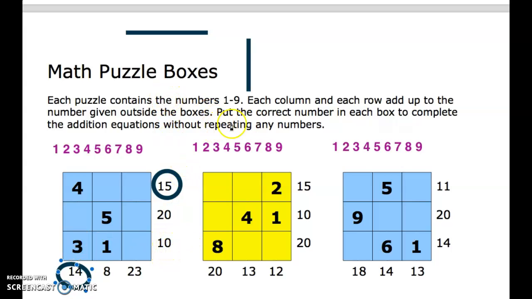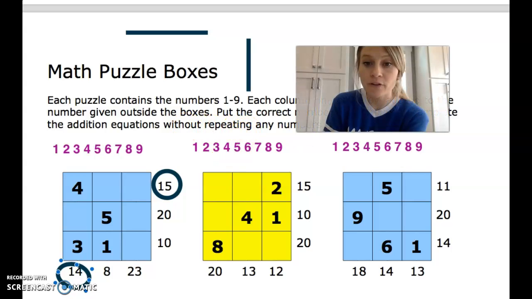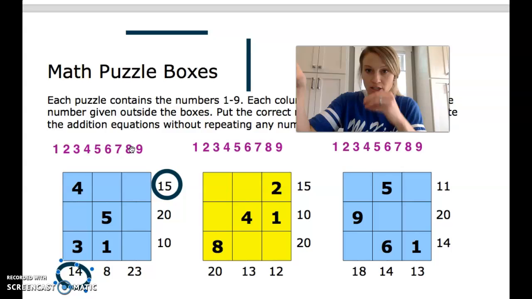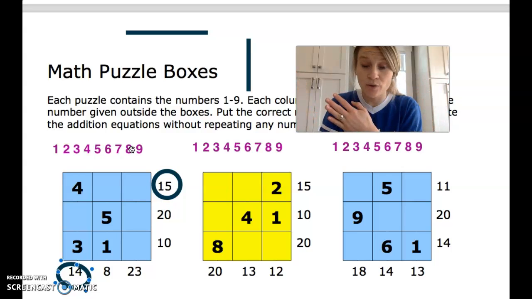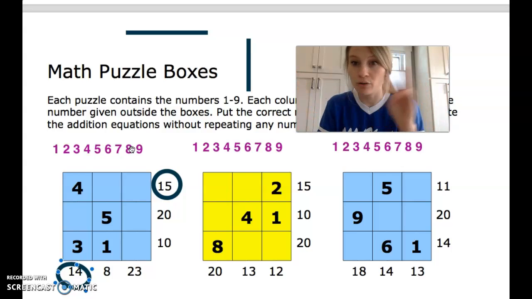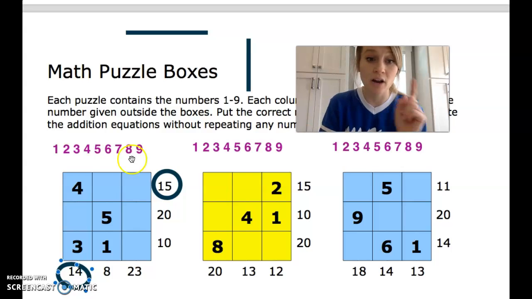You can't repeat any numbers. So what I do, friends, for my strategies, is I write every digit 1 through 9. This is like that math game where you have to use all those digits. Use every digit 1 through 9. You can't have two 2s or two 3s. You can only have a number once.